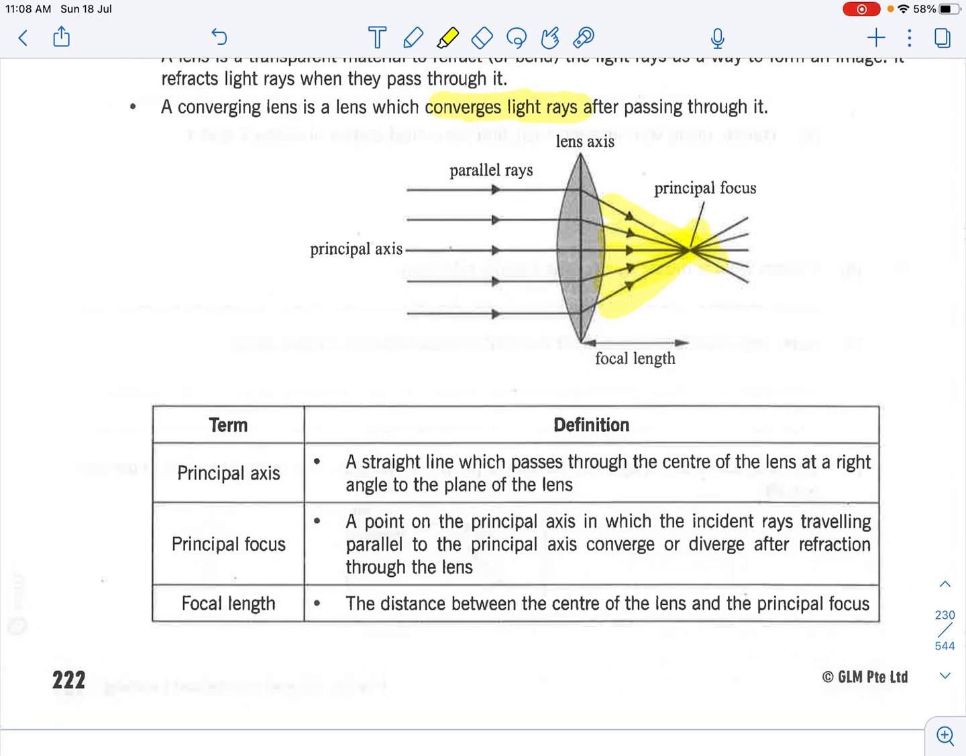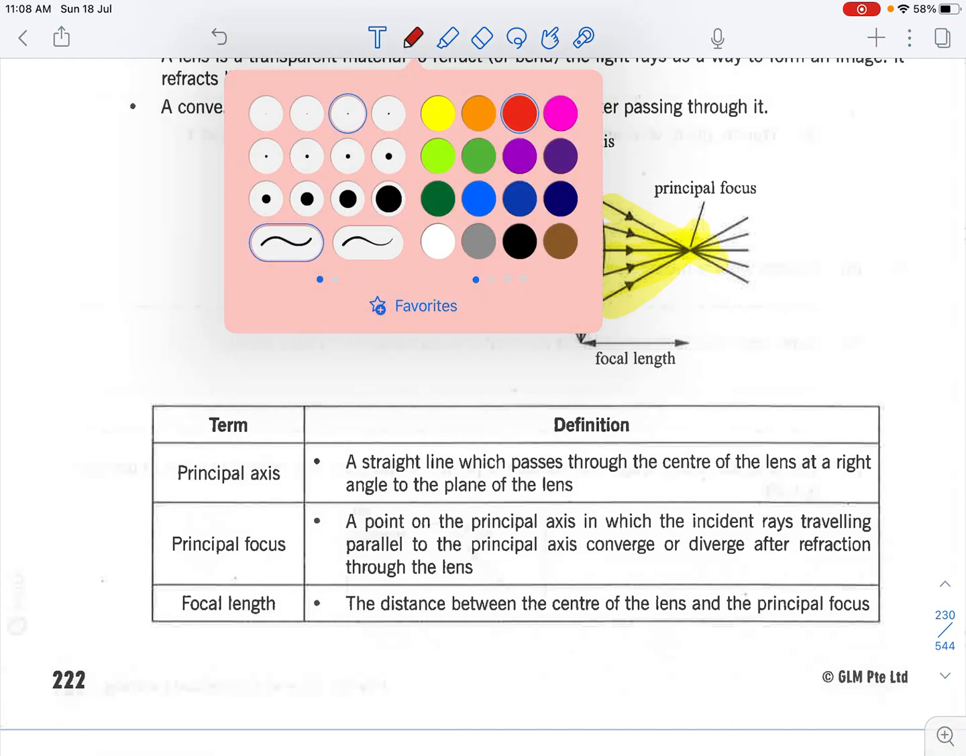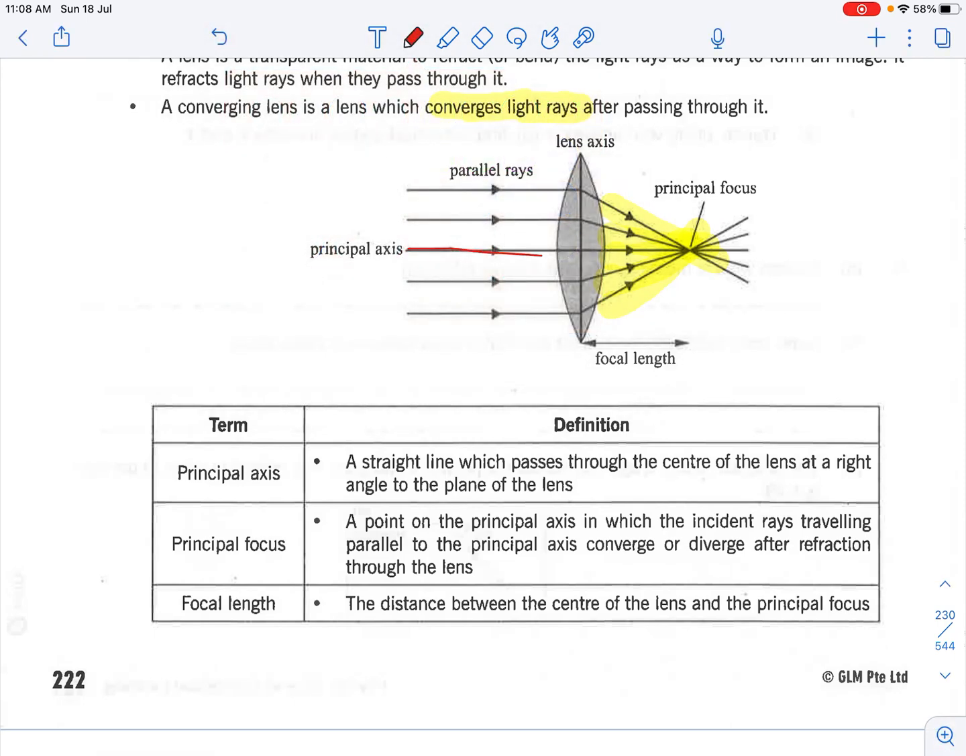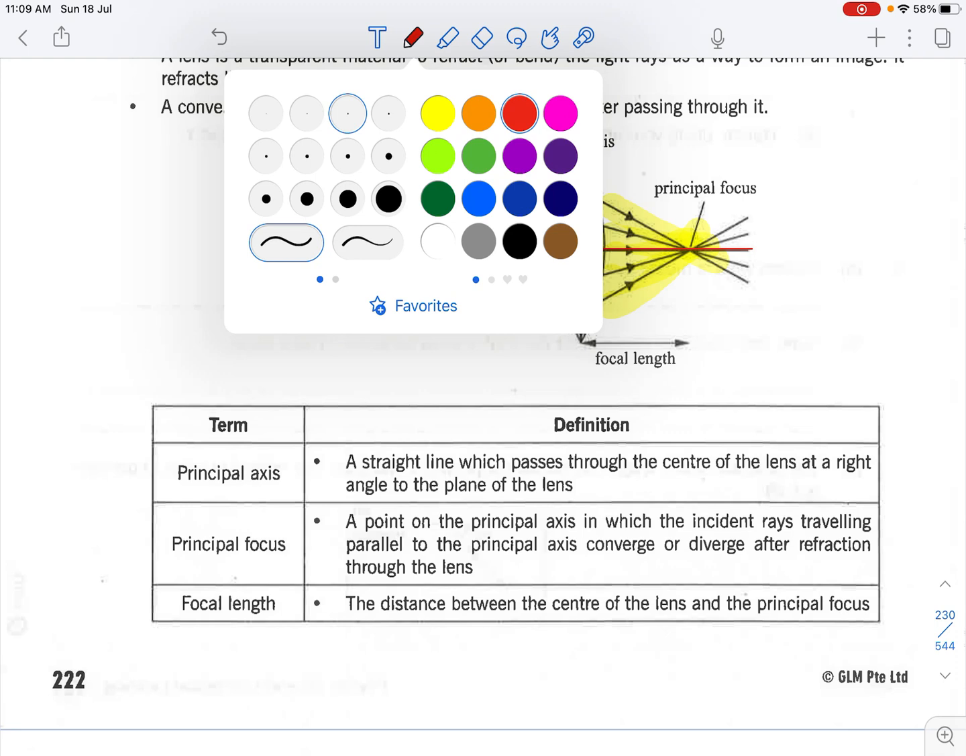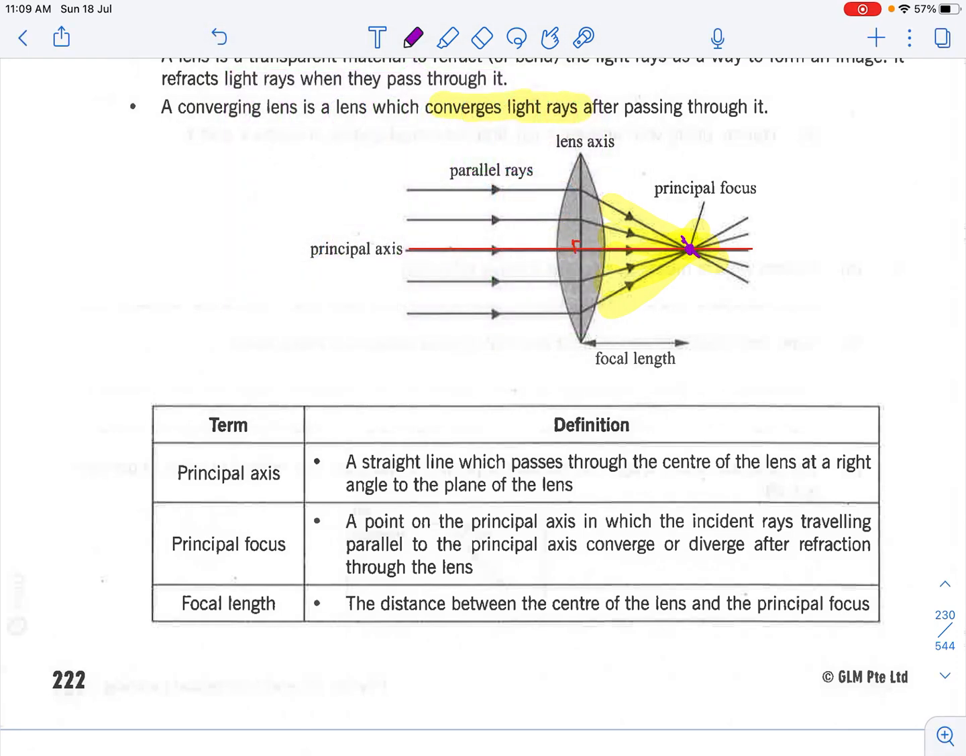Okay, and the principal axis is located over here. This is what we call the principal axis, a straight line that passes through the center of the lens at right angles to the plane. So this is the one in red. The principal focus is this point over here, where they meet in the middle, the point on the principal axis at which all the incident rays traveling parallel to the principal axis converge or diverge after the refraction.